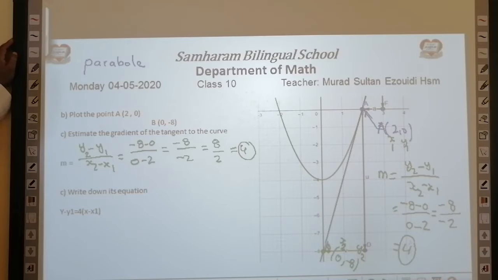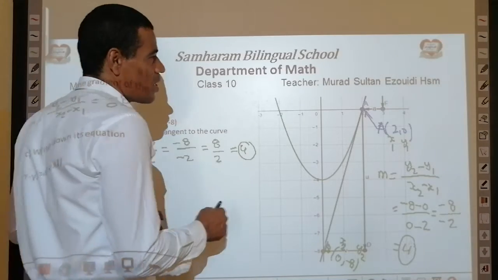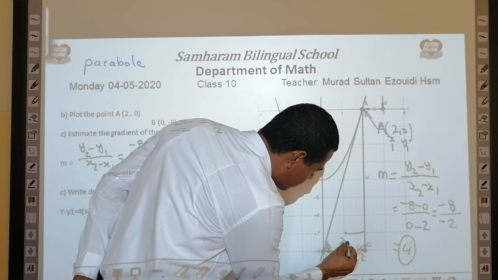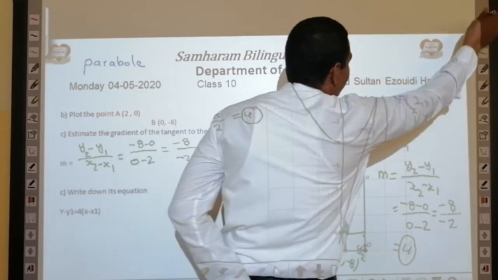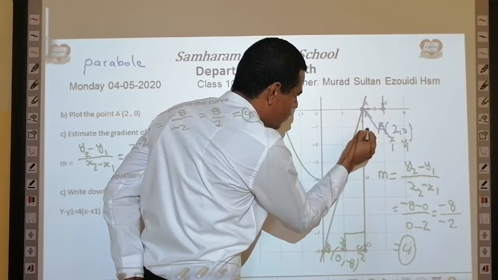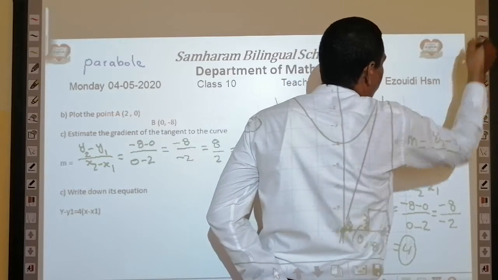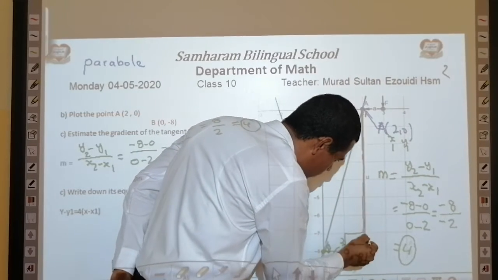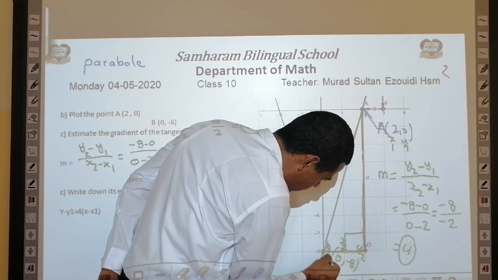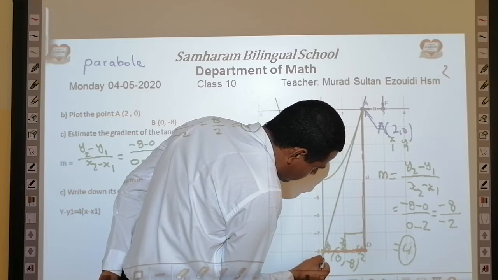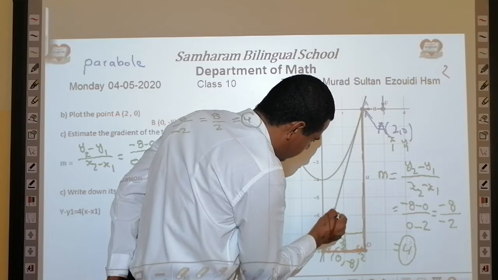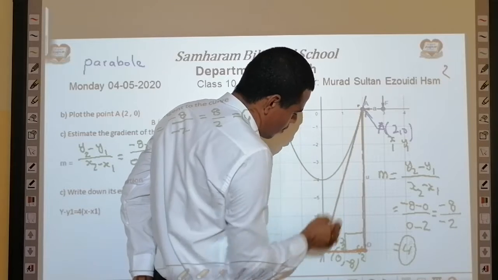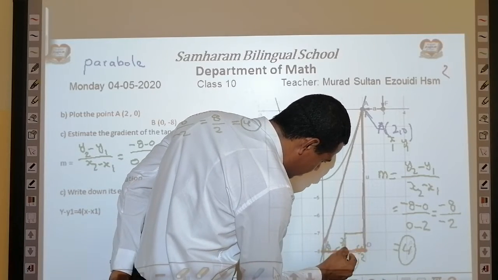Now write down its equation. This is the first method. The second method, my learners, you can construct a right angle triangle like that. This is a right angle triangle, and you can see this is 90 degrees.